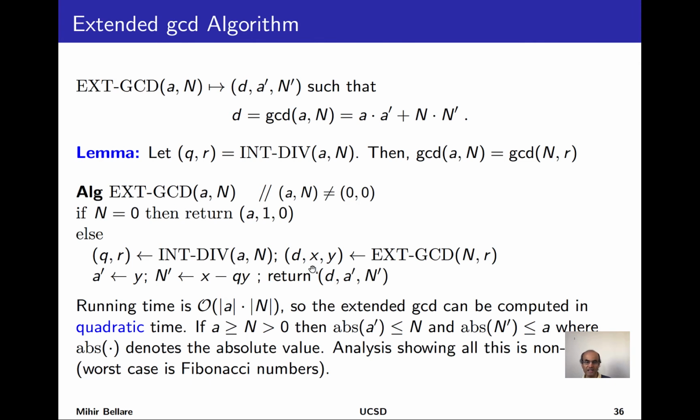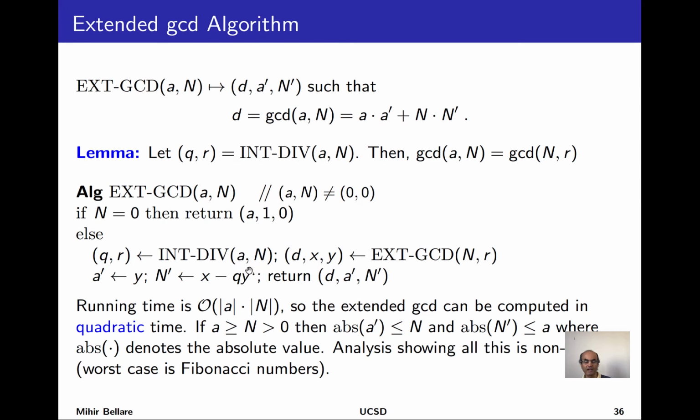But additionally, I have to play around with those weights. This algorithm kindly also gives me weights X and Y. These allow me to write the GCD D as a linear combination of N and R. So Nx plus Yr is equal to D. Okay? But I need to write D as a linear combination of A and N.